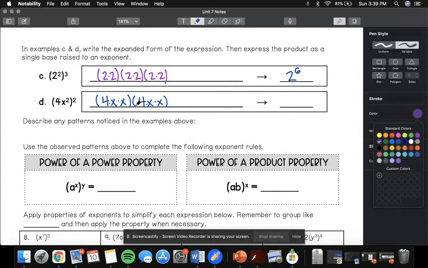Now, when we simplify, we can multiply regular base numbers together. So 4 times 4 is 16. And then we see x being multiplied together a total of 4 times, so x to the 4th. All right, I want you guys to take a second and write any patterns that you might notice.